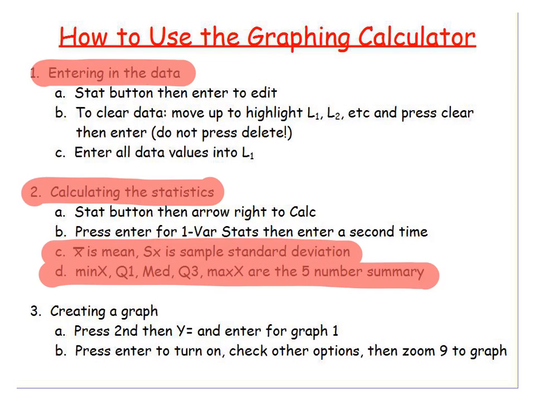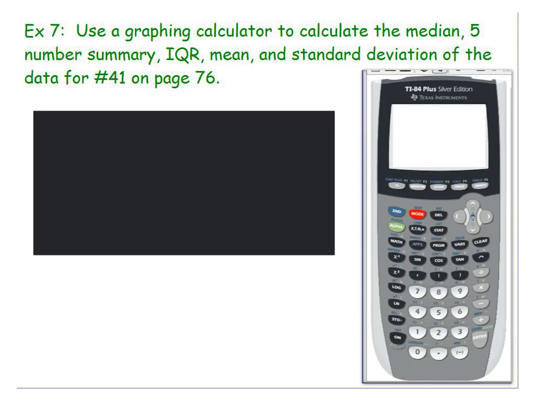And I'm going to give you a little video to watch. I actually recorded the graphing calculator so that you know exactly what buttons to press. So let's take a look at that example. We're going to use the graphing calculator to calculate the median, the 5-number summary, the IQR, the mean, and the standard deviation of the data for number 41 on page 76.